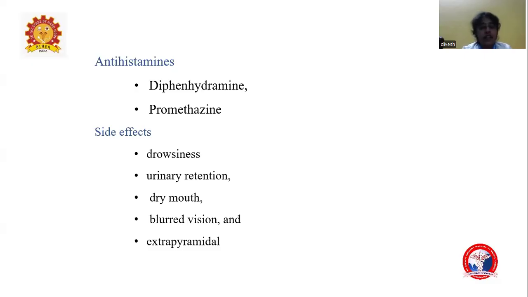Other drugs which are used for reducing post-op nausea and vomiting are antihistamines, but we are not commonly using them nowadays. That is diphenhydramine and promethazine. The side effects of antihistamines are drowsiness and urinary retention. It causes dryness of the mouth, blurred vision, and extrapyramidal symptoms.